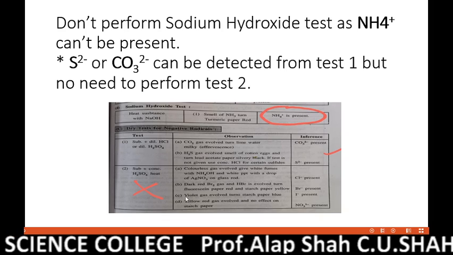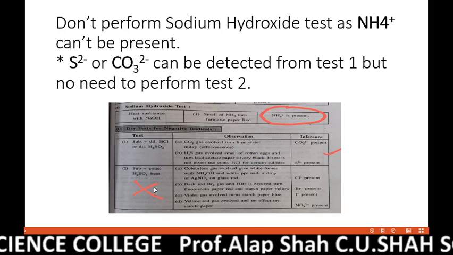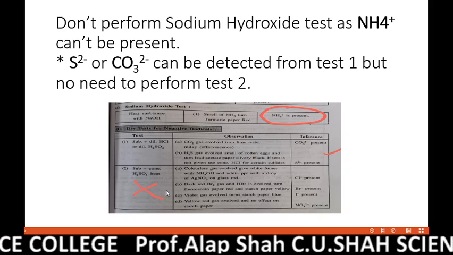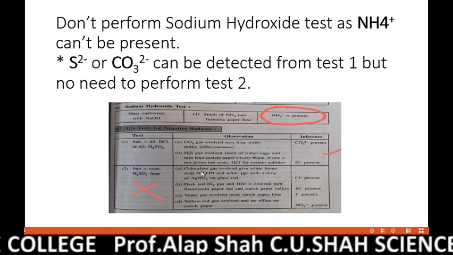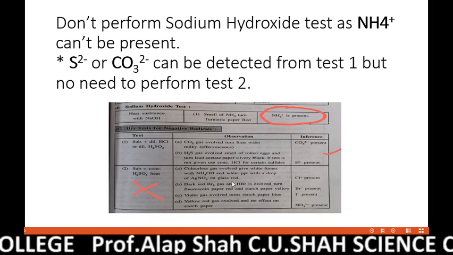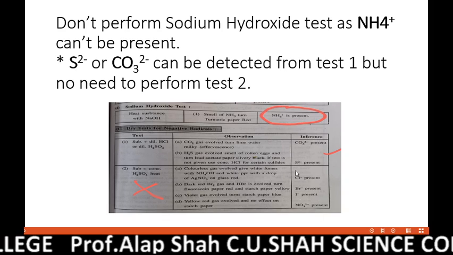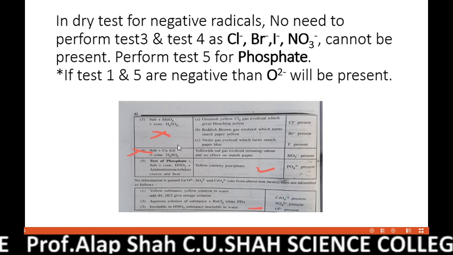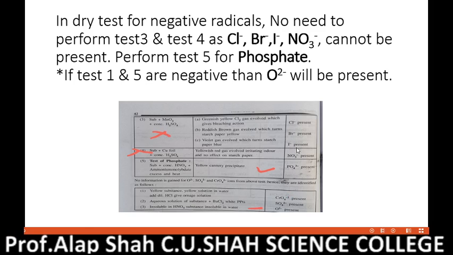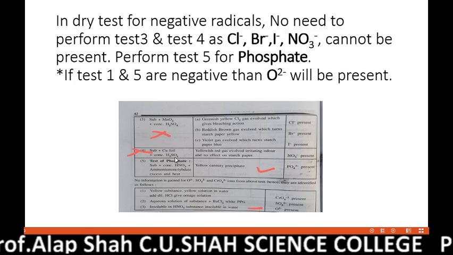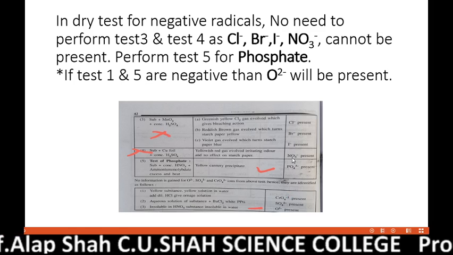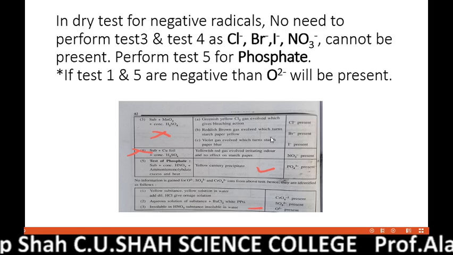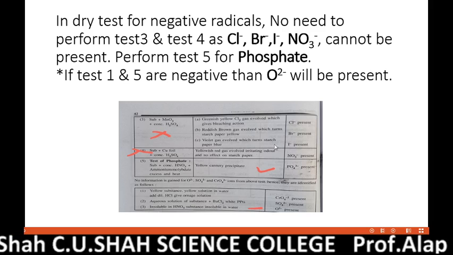So without performing this test, you can see that I have cancelled over here. You should write everything, but don't perform the test. So you should write over here that no specific gas is evolved, and that's why these ions are absent. Now, third test you can see again for almost similar ions. Fourth test is exclusively for nitrate. So don't perform this test. And like previous second test, just show these ions absent.